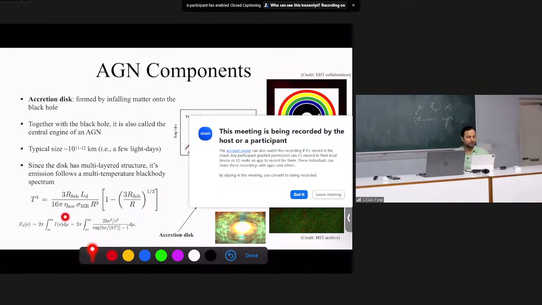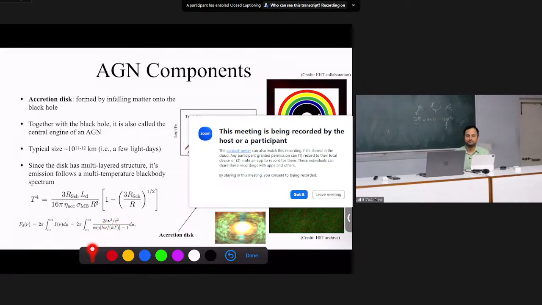You can write a simple program to calculate the radial dependence of the temperature. It's fun if you have free time, try to do it and see how it looks. And then you can calculate the flux coming from that accretion disk. You must have seen this formula.